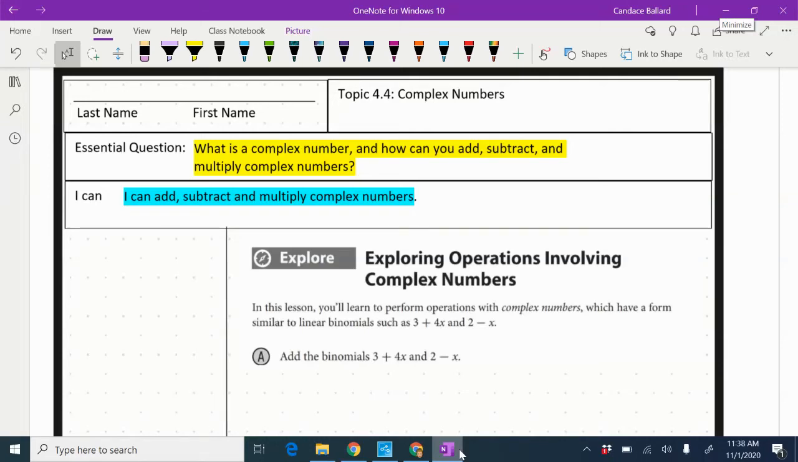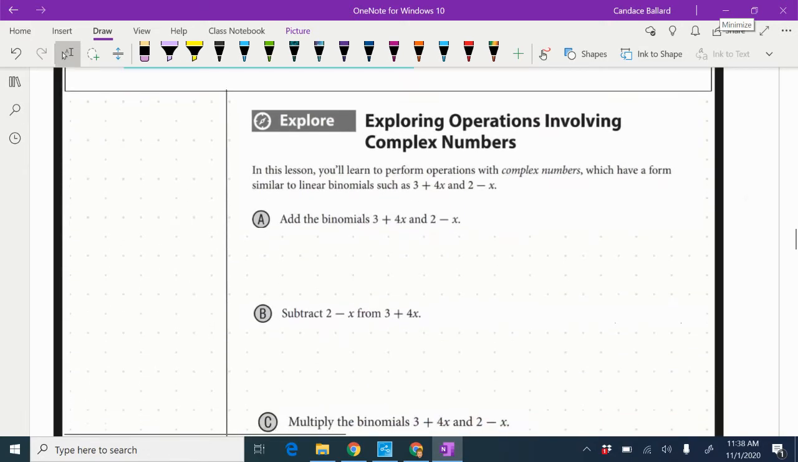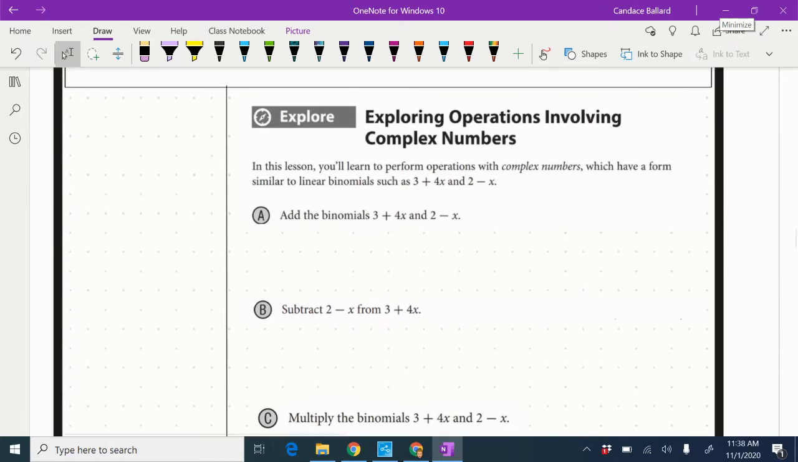In this lesson, we're going to be talking about topic 4.4, which is complex numbers. We're going to be answering the essential question, what is a complex number and how can you add, subtract, and multiply complex numbers? And your I can statement is I can add, subtract, and multiply complex numbers. We're going to start by exploring operations that involve complex numbers.